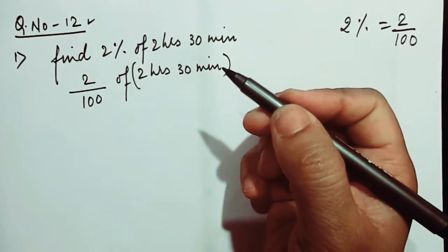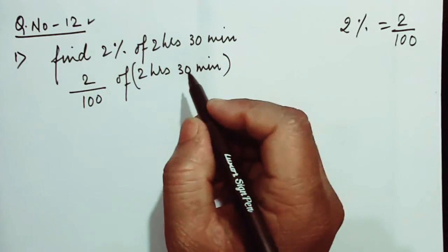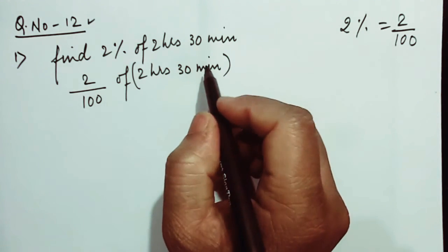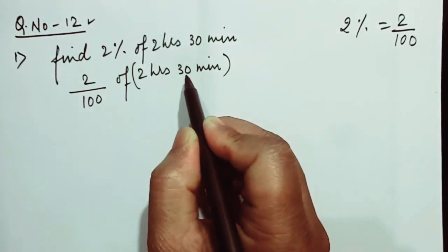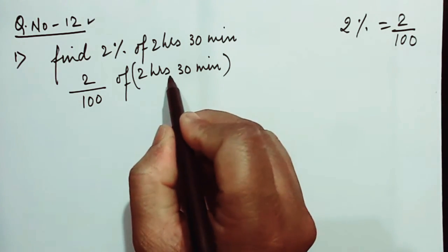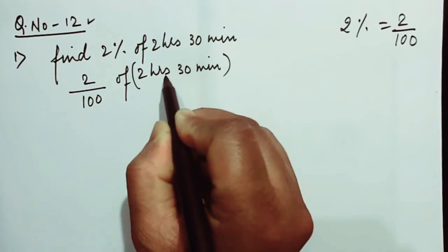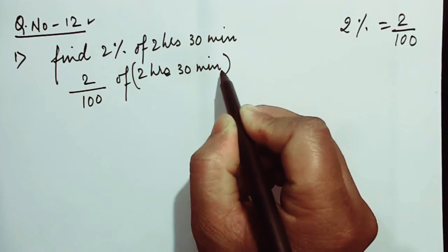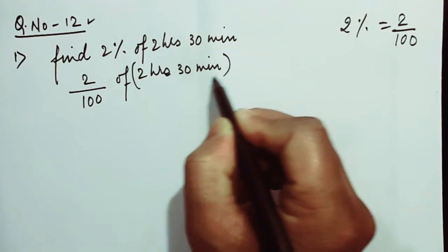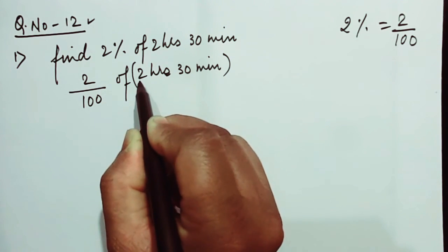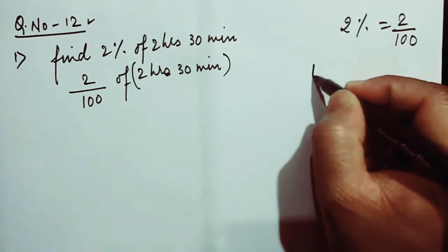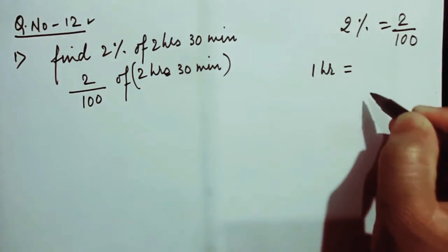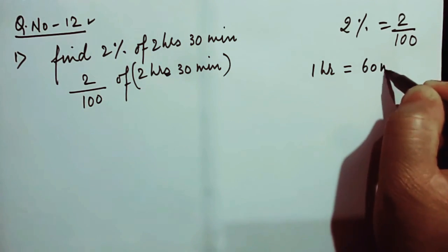this into minutes, the smaller unit. 2 hours and 30 minutes, let us convert this into minutes, because here we have hour and here we have minute. Minute is a smaller unit, therefore hours can be easily converted to minutes. And you know better that 1 hour is equal to 60 minutes.